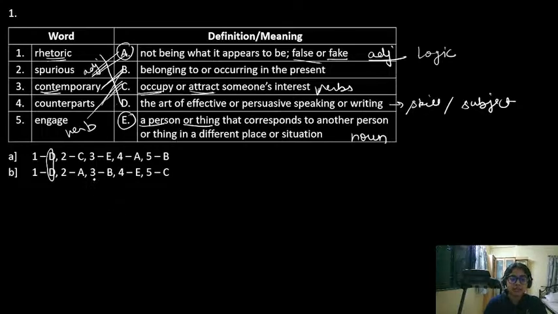So all of these options are pointing to option B. So the answer for this is B, right? So contextual vocabulary usage makes finding the answer very easy.